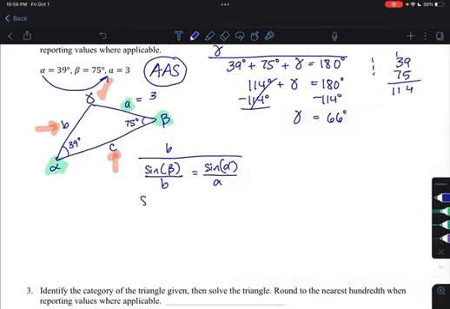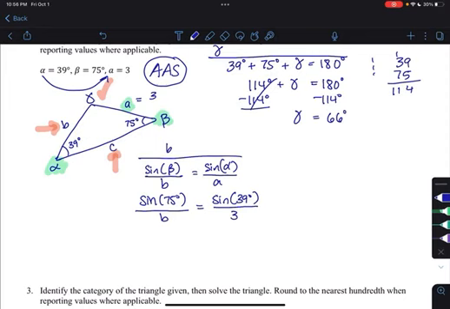Okay, so I'm going to have sine of 75 degrees all over B, that's what I'm solving for. Alpha is 39, so sine of 39 degrees all over A, which is 3. And now I don't want to use my calculator until the end, so I'm going to hold off until I can isolate B.